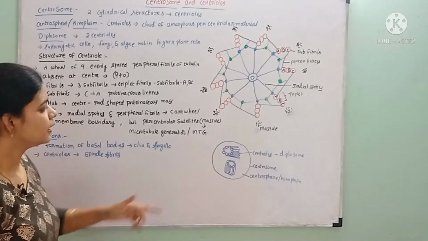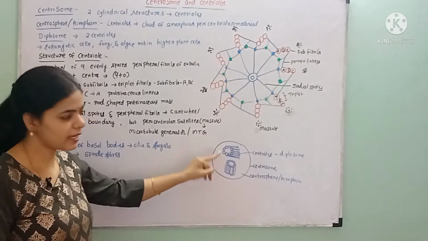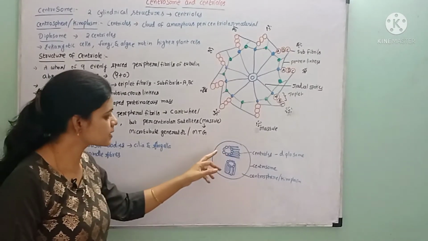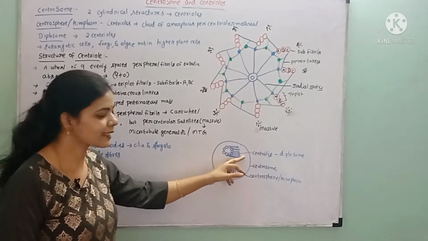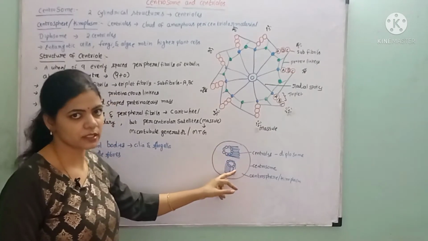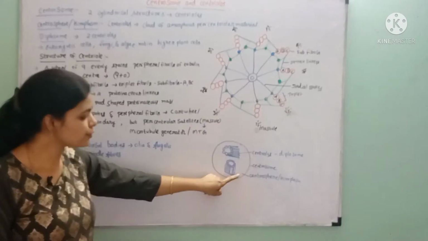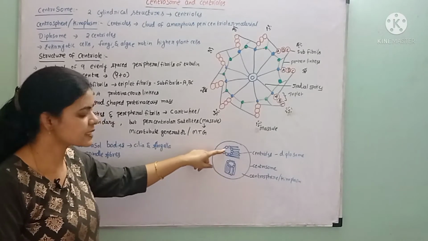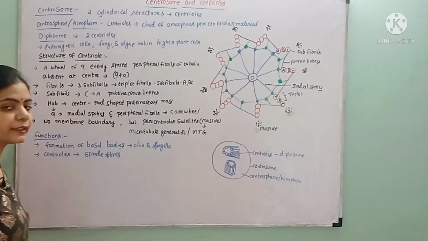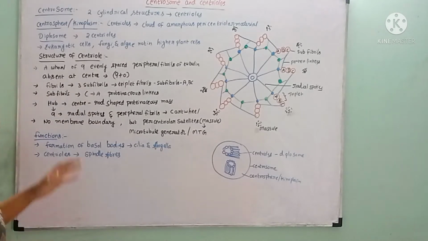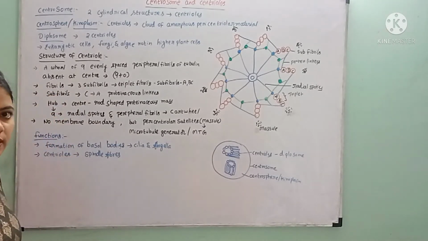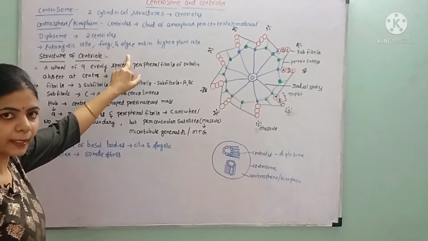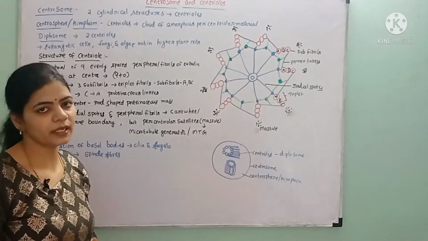Here, if you see this, a pair of centrioles are arranged in a structure called a centrosome, and around these centrioles a cloudy amorphous substance is present, which is called centrosphere or kinoplasm. These two centrioles together are called a diplosome. These centrioles are present only in eukaryotic cells, fungi and algae, but in higher plants these centrioles are absent.